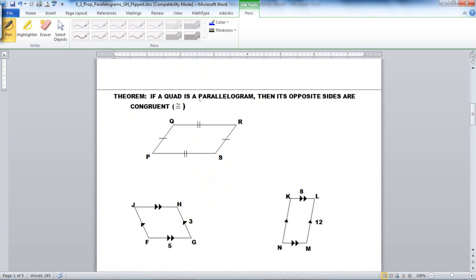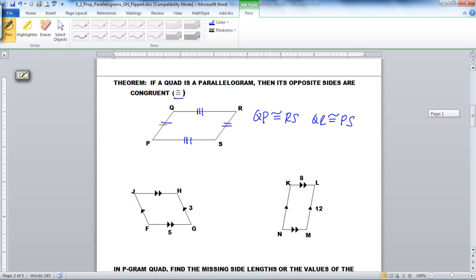So if we have a quadrilateral that's a parallelogram, then its opposite sides are also congruent, and there's the symbol for congruent right there. So I have QP is congruent to RS. I also have QR is congruent to PS. So I can do those two are congruent, and I can do a third mark here to show those two are congruent if we were actually marking a figure.